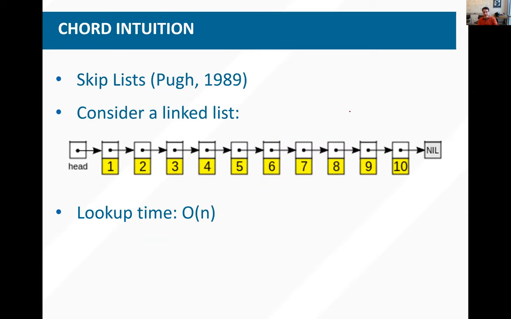Before we describe exactly how this is implemented on top of cord, I want to take a small diversion to give you some intuition. And that intuition comes from a data structure that's credited to Pugh in 1989. It's called a skip list data structure.